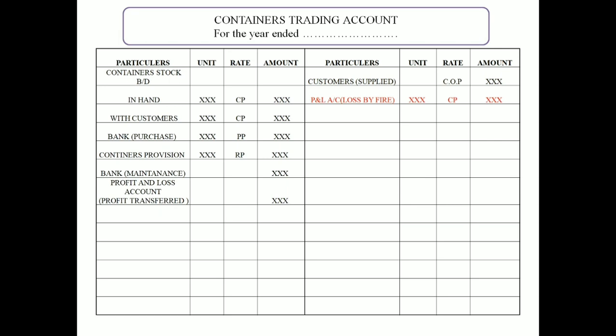Then another one is the profit and loss account, that is loss by fire. That is containers destroyed by fire or any other abnormal reason. That is the next item that you are recording on the credit side of the containers trading account. The rate is the CP, that is the cost price. Containers lost by fire is recorded on the basis of the cost price.